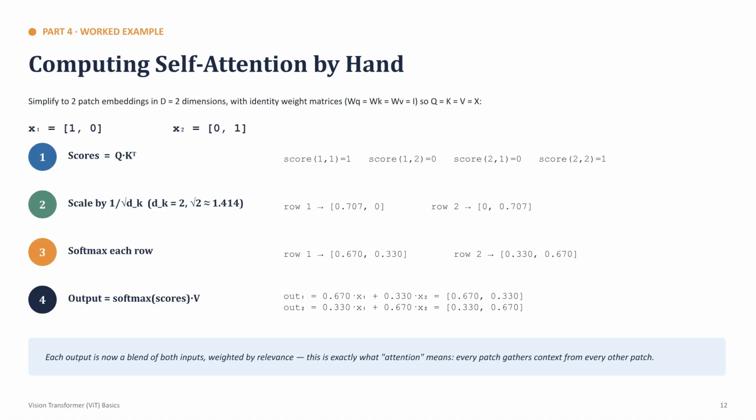Step 4, the output is that softmax weighting applied to V. So patch 1's output becomes 0.670 times x1 plus 0.330 times x2, which works out to 0.670, 0.330. Notice what happened. Each output is now a blend of both inputs, weighted by relevance. That blending, repeated across every patch and every layer, is the entire mechanism that lets ViT understand a whole image.